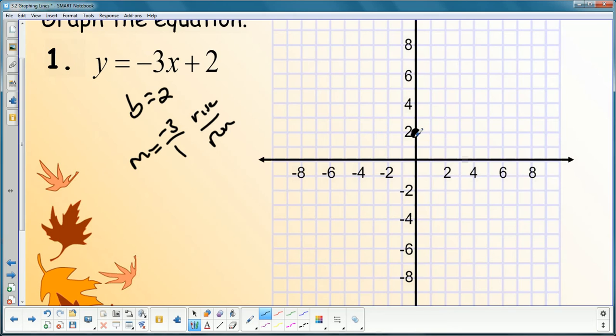Go to b, and I come down 3, right 1, put my second point, and finally I'm just going to draw the line that goes through those 2 points. Try to get fairly accurate, and the last thing, remember that we need arrows on both sides.